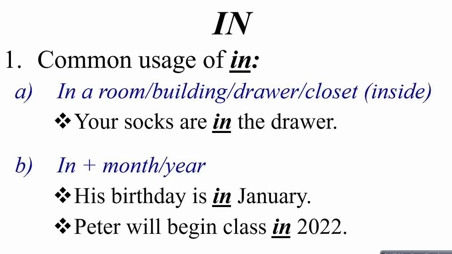The second one is in a month or in a year. With month and with year also, the preposition that will be used is in. Let's look at examples. His birthday is in January. Second example, Peter will begin class in 2022. So that's how you have to place your prepositions when it comes to month or year. The right preposition is in.